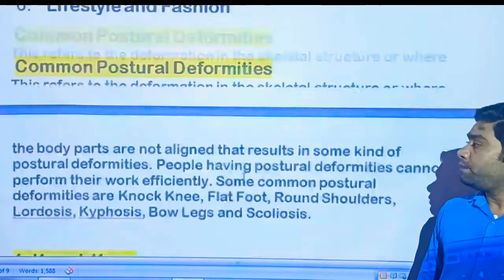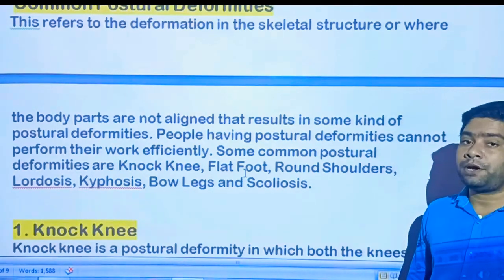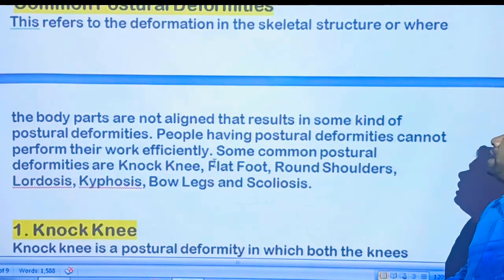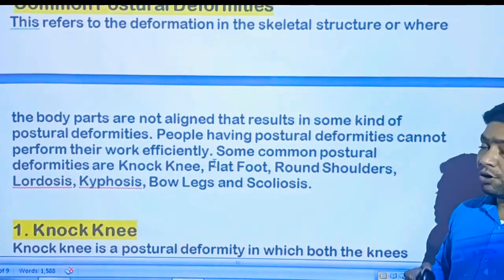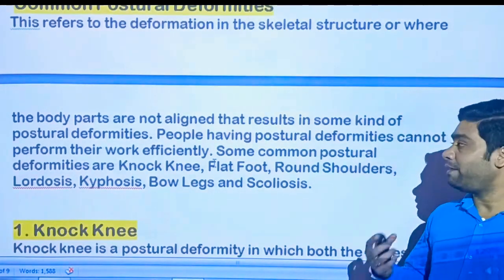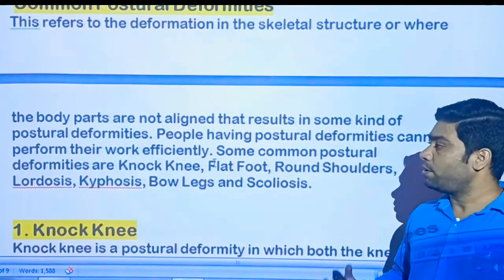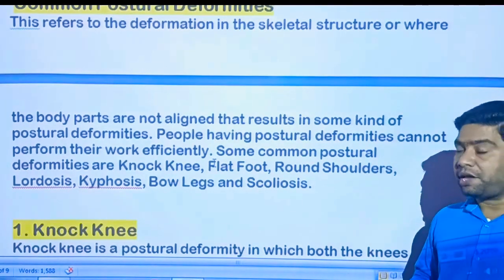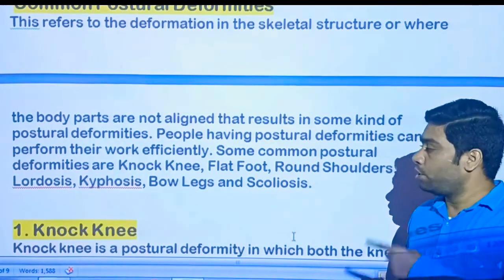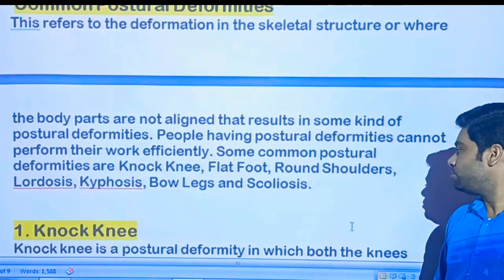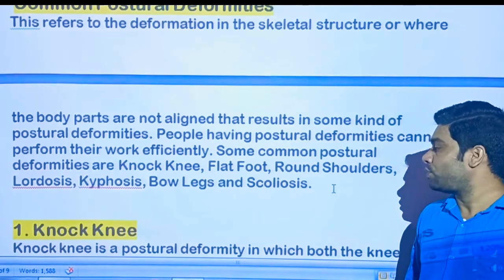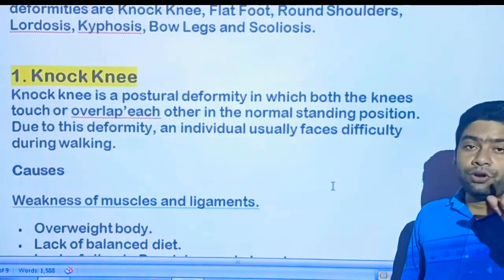Common posture deformities. What are the common deformities of posture? Deformity refers to deformation in skeletal structure, or where the body parts are not aligned, which results in some kind of posture deformity. People having postural deformities cannot perform their work efficiently. Some common postural deformities are knock knee, flat foot, round shoulders, lordosis, kyphosis, bow legs and scoliosis. Now, start with the knock knee.